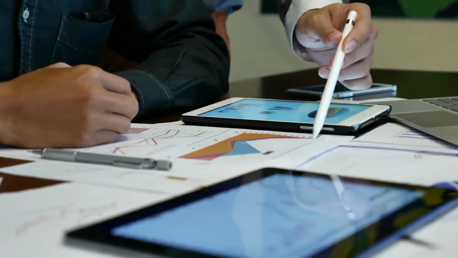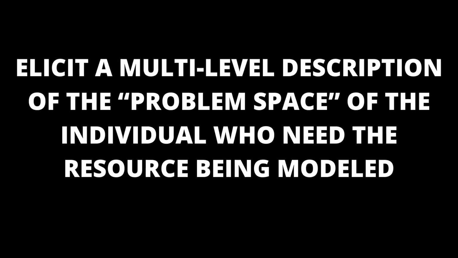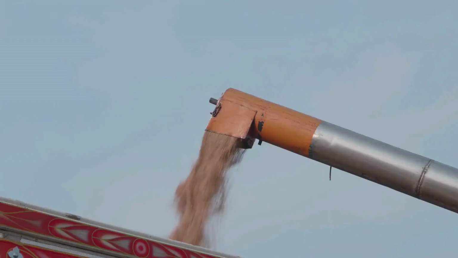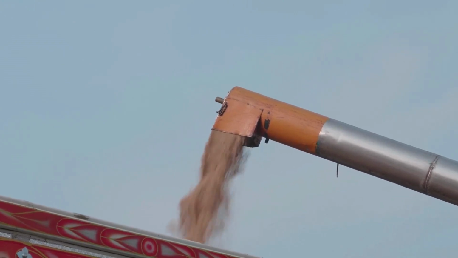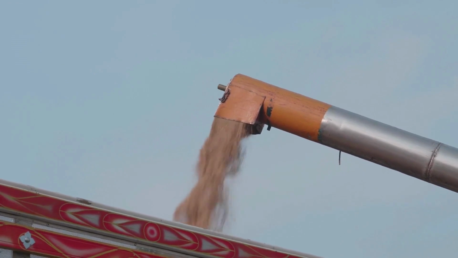Here's a basic applied modeling strategy. Identify the full SCORE, defining the problem space to be addressed by the modeling project. Elicit a multi-level description of the problem space of the individuals who need the resource being modeled. Elicit a multi-level description of the capabilities of the individuals who possess the resources necessary to reach the desired state. Transfer the relevant levels of resources possessed by the successful individuals to the individuals needing those capabilities.